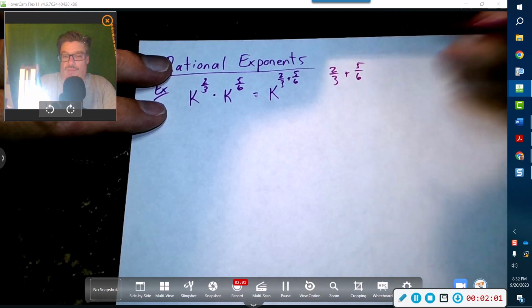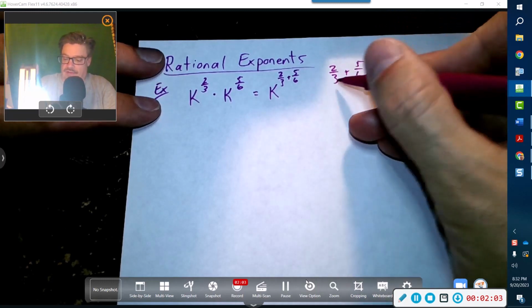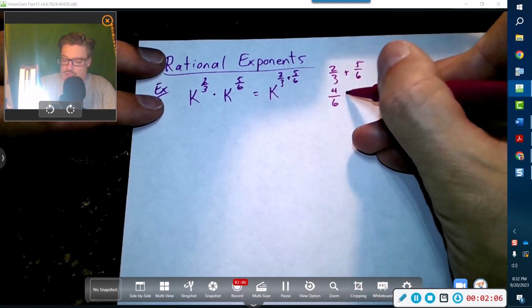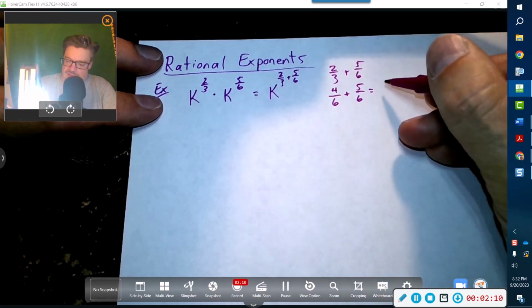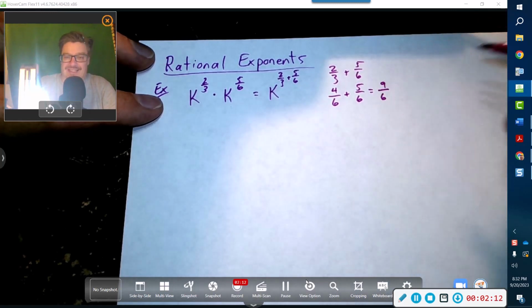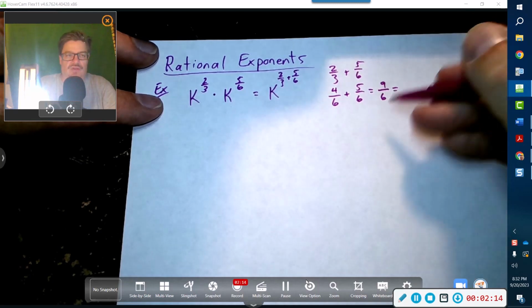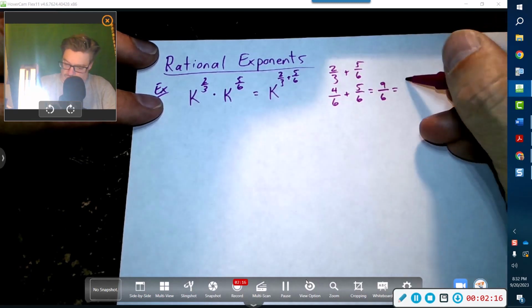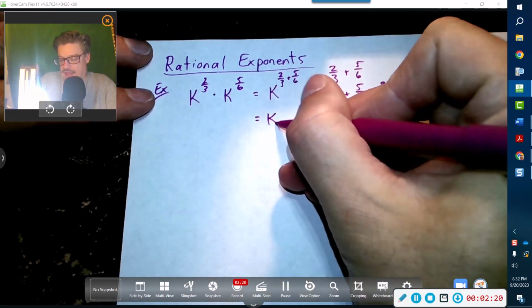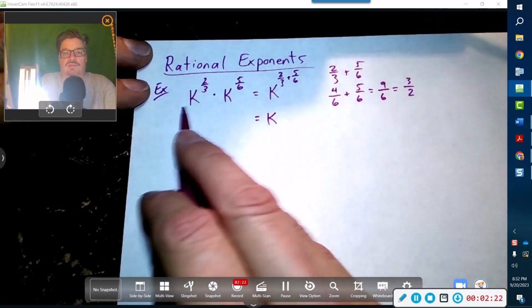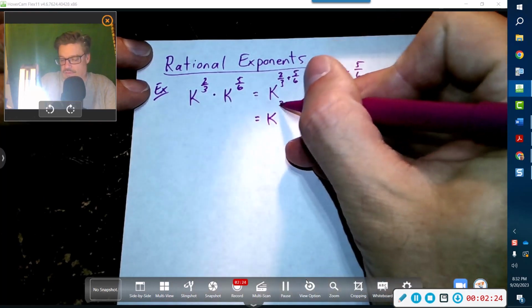And if you remember adding fractions, you need a common denominator. So we're going to multiply this guy by 2, and we'll leave this guy the same so that they have a common denominator. And then you'll see that it's 9 over 6, which can be reduced to 3 over 2. Okay? So these two multiplied together would just be k to the 3 over 2.